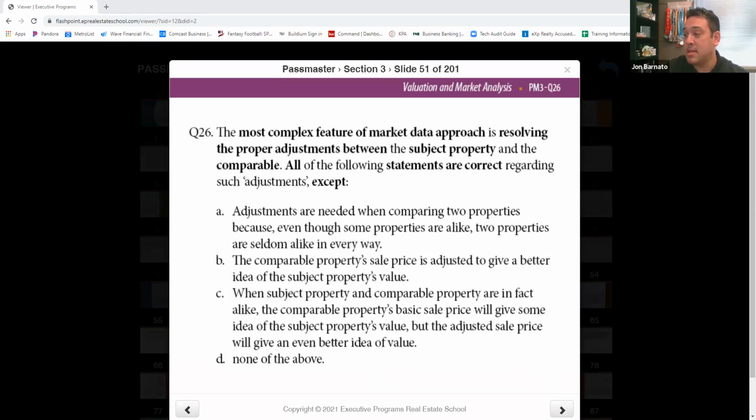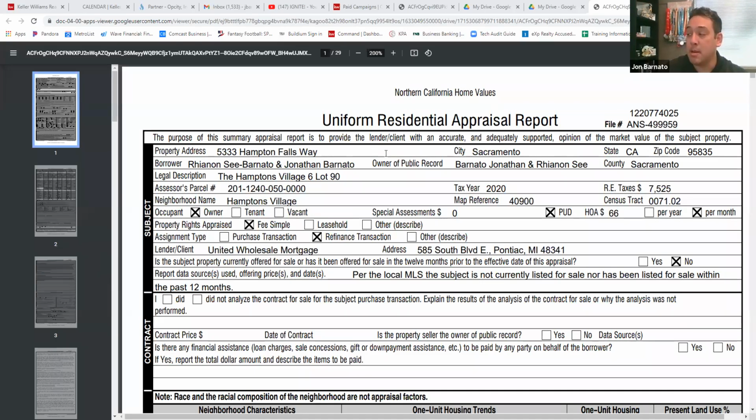This is why it's such a good test prep. I will show you real life examples. So hold on one second. I'm going to share another screen here. And if you look at this, can you see the appraisal report? Yep. Okay.